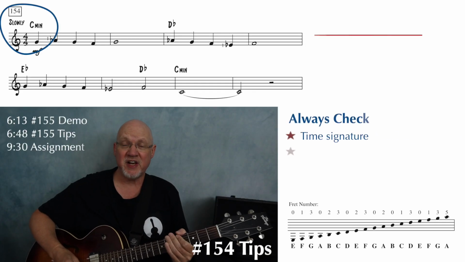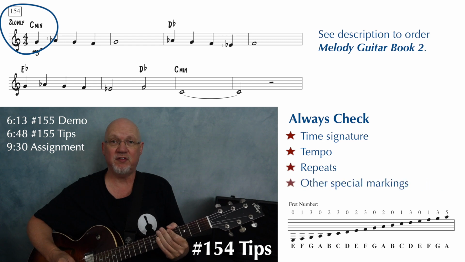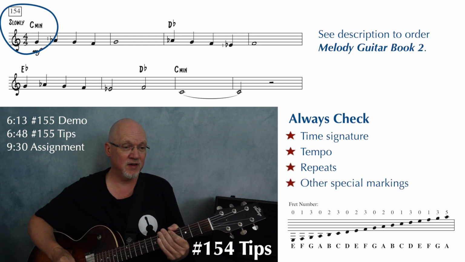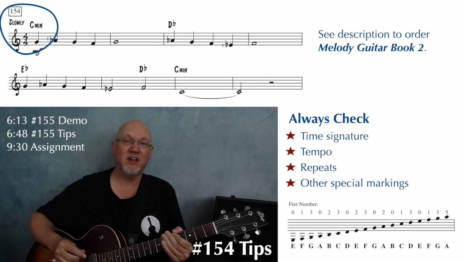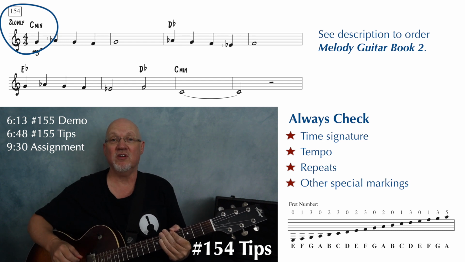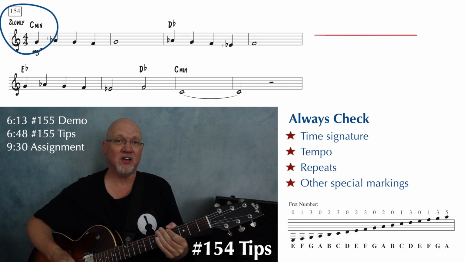At the top of page 81, we have number 154. This is in 4/4 time, and it's marked slowly, which doesn't give you a metronome marking, but the play-through was at quarter equals 70. So that's pretty slow. And of course, this one has some flats in it. So let's take a look at those.